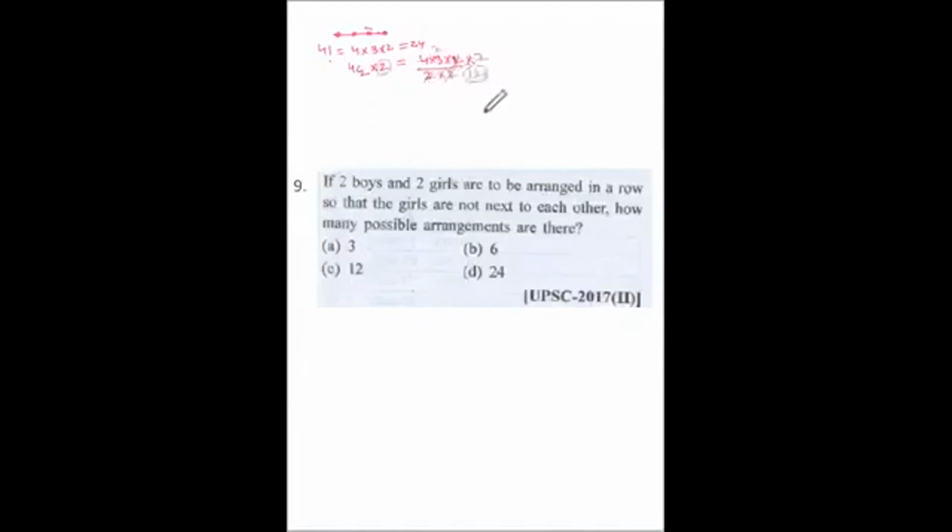12, and total were 24. So this is not allowed, 12 is not allowed. So 24 minus 12 is 12 possible cases or situations are there. So answer is C.